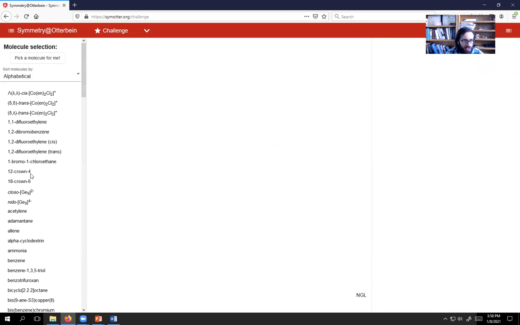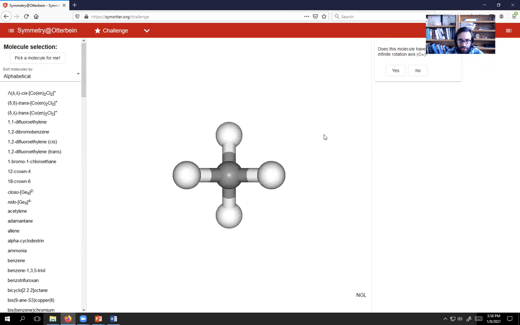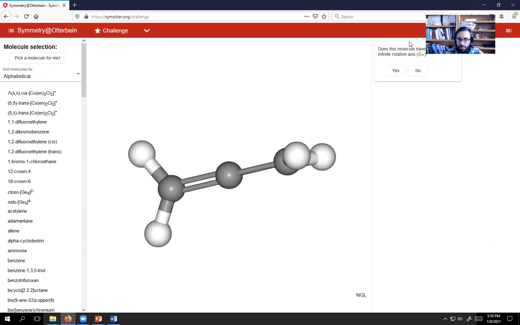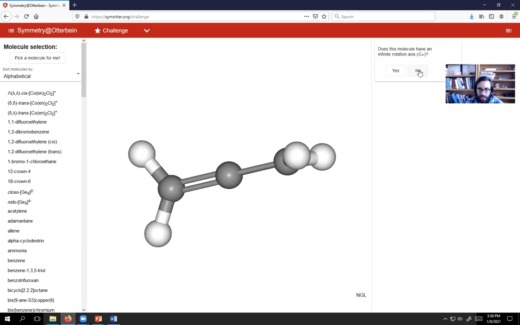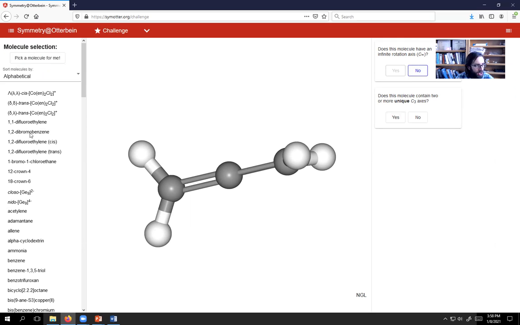They also have on this site Symmetry Challenge. So you can go here and test yourself. Does this molecule have an infinite rotation axis? Okay, no. And then it'll kind of walk you through. So anyway, these are ways you can test yourself, ways you can practice. It's a really, really cool and great resource.